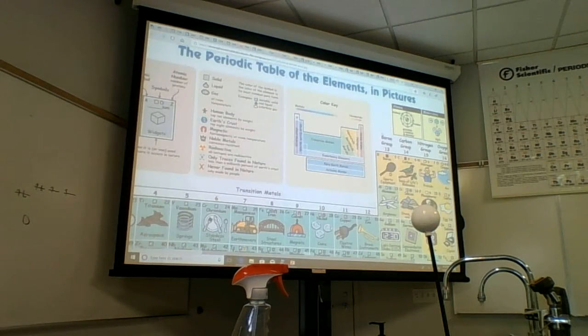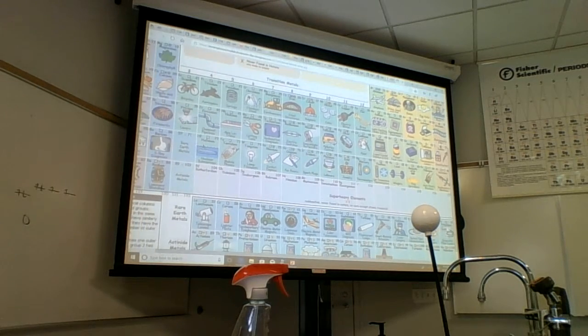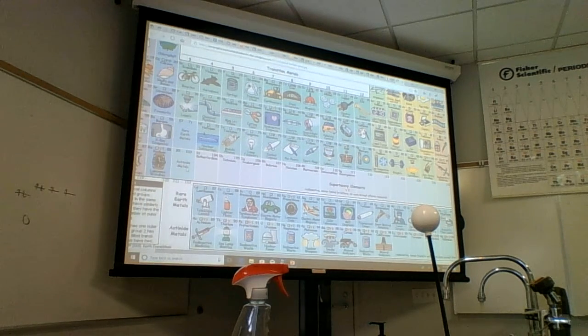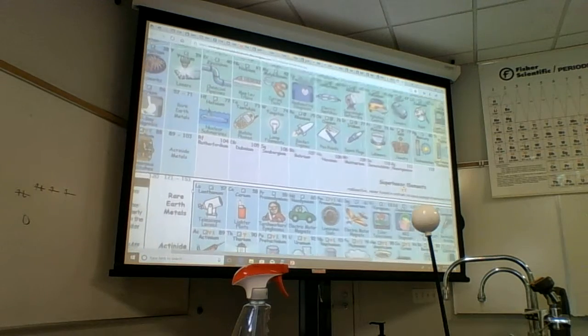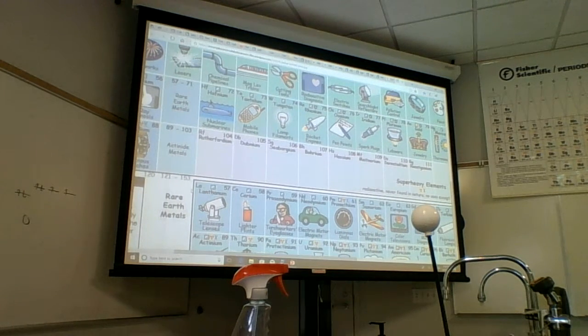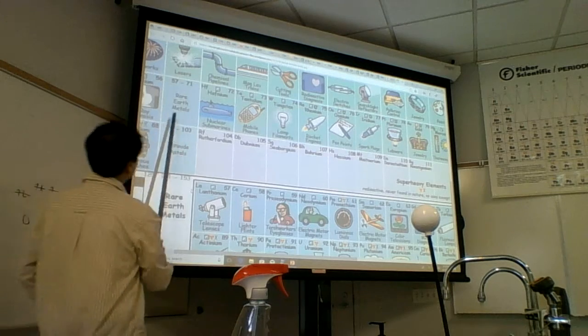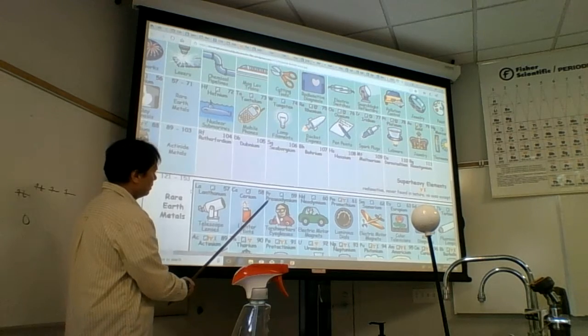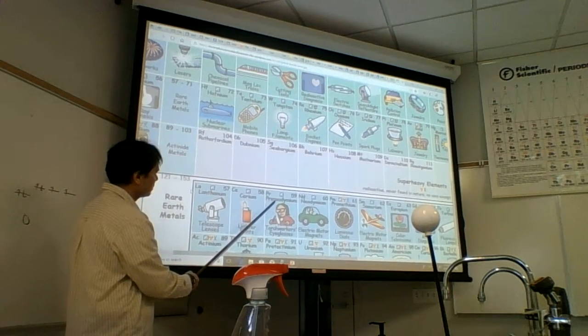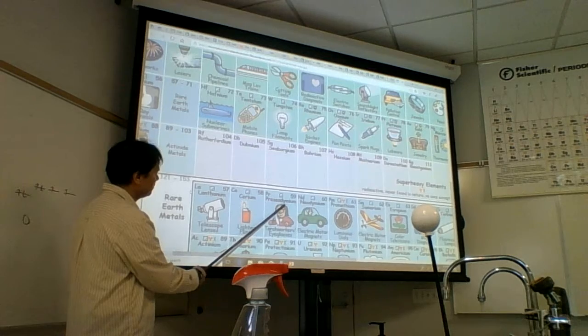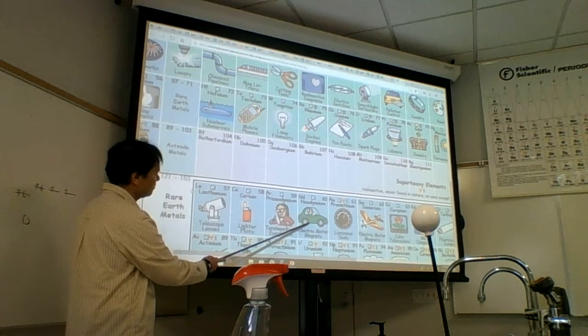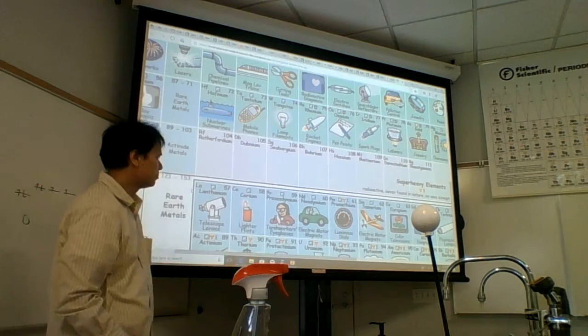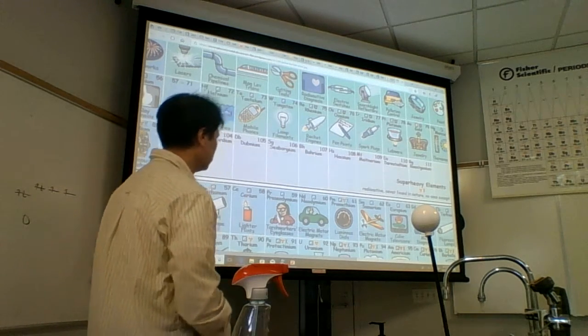Rare earths start with the lanthanide. They're also called the lanthanides because they start off. You can see here elements number 57 through 71 are the rare earth elements. Lanthanum, cerium, praseodymium, and I know this one, neodymium. Neodymium is a rare earth that's used in powerful magnets, for example, electric motors.